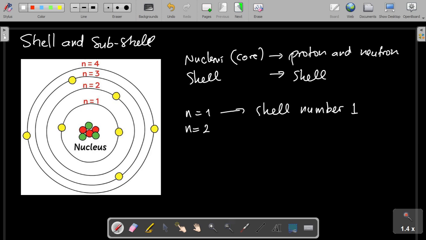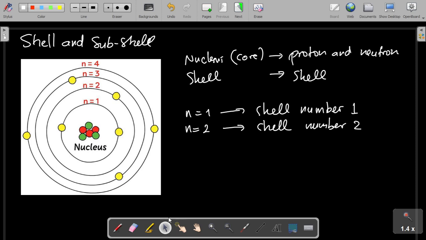N equals 2 means shell number 2, and so on. The third shell is called N3, the fourth shell N4, and so on. This is just the number of the shell. If someone says shell N1, it means shell number 1, the closest shell to the nucleus.